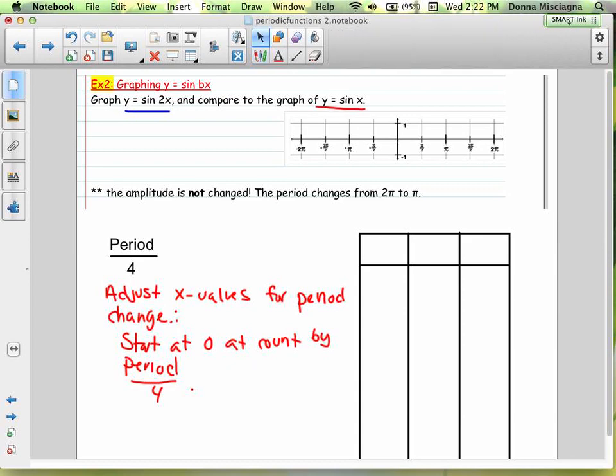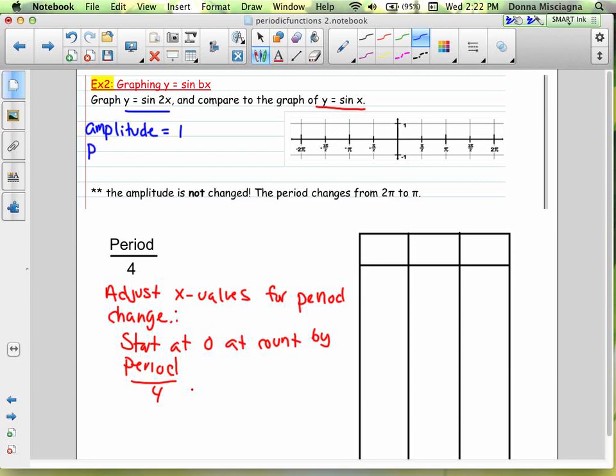All right, so the amplitude is the coefficient in front of sine. If we don't see a coefficient, that means there was no change to the amplitude, it's just 1. Right, so our amplitude is not changed.